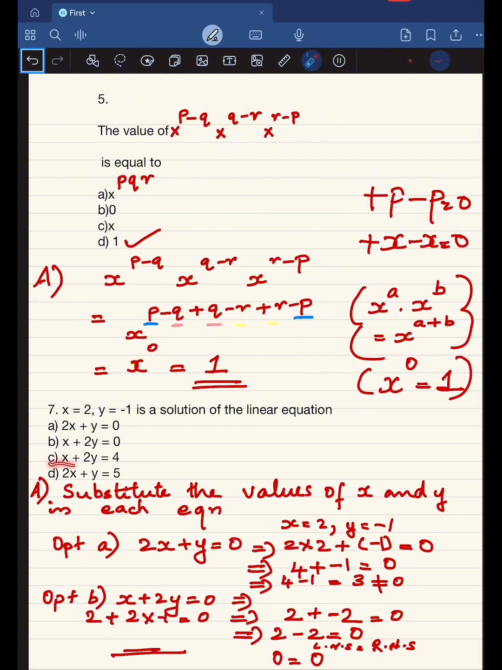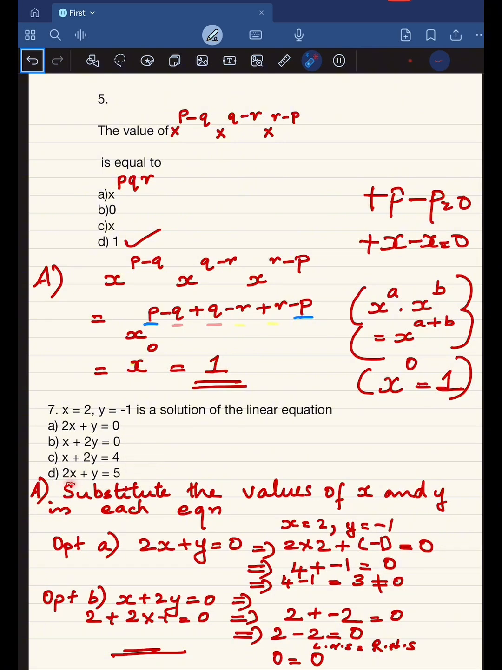Okay. So what is C? x plus 2y is equal to 4. But here we already find x plus 2y is equal to 0. If we give the values of x equal to 2, y is equal to minus 1 in this equation, we will get 0. So no need to find this. Okay, this equation is wrong.